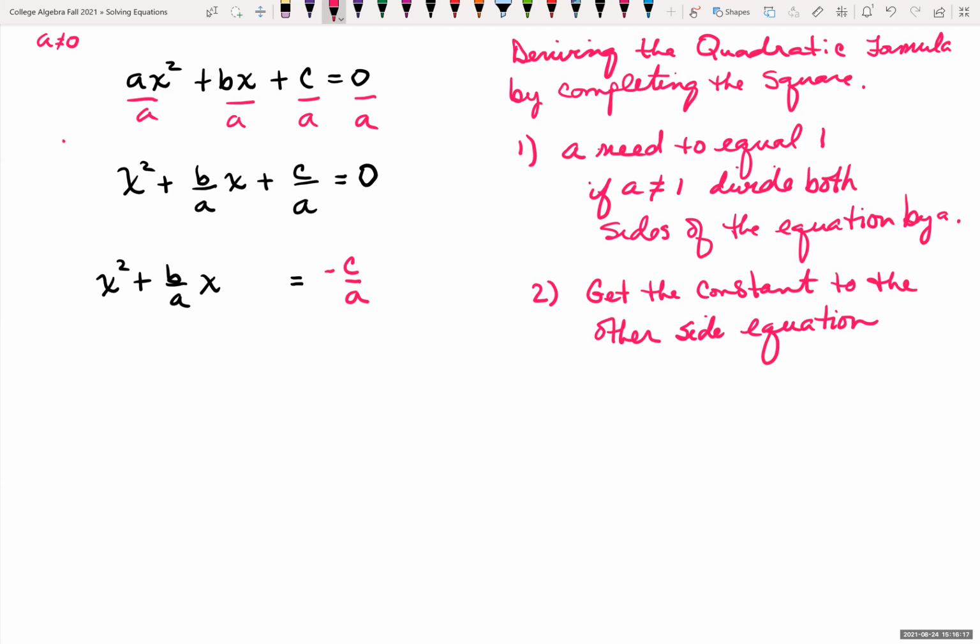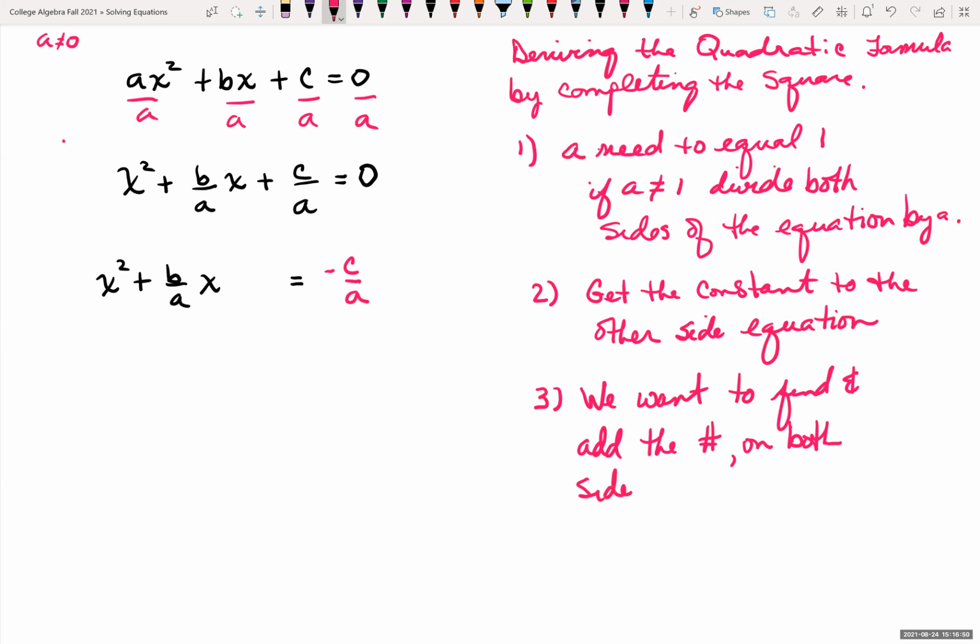And then our goal is we want to add some number that would make this left-hand side, the side that I have the variables, a perfect square. So we want to find and add the number on both sides of the equation. Right? If we do something to one side, we've got to do it to the other. That would make the one side a perfect square.